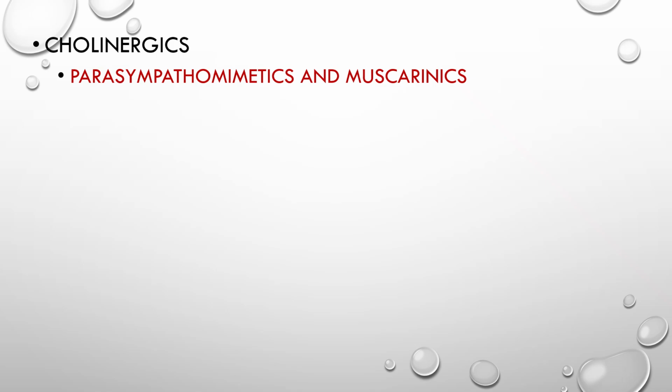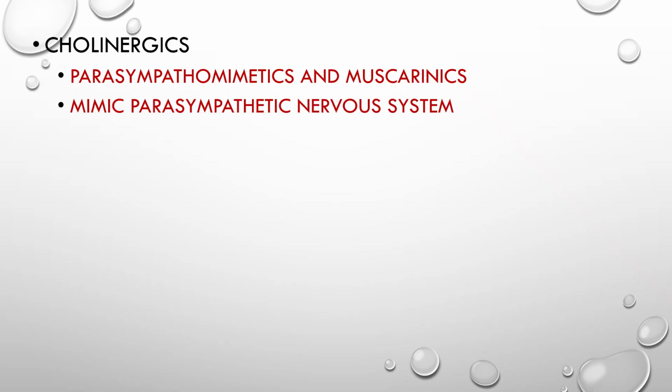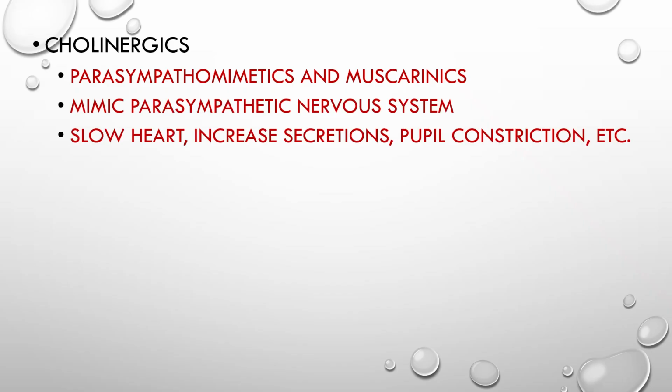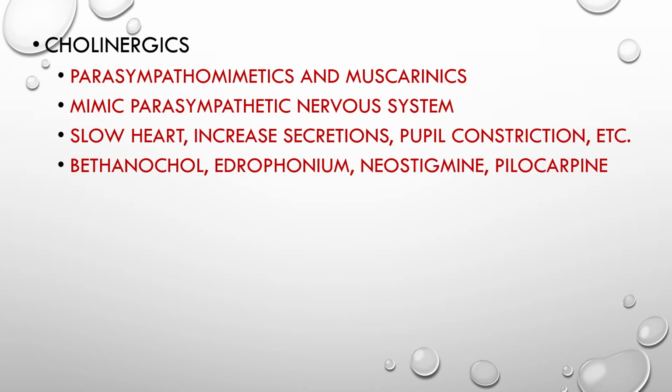The last part here for this one, the cholinergics, these are parasympathetic and muscarinics are some other terms used. So they are mimicking the parasympathetic, that rest and digest. So that's going to slow the heart rate down. It's going to increase secretions, constrict the pupils, again, etc. Lots of different things going on. Some examples here, the bethanechol is one of the main ones.